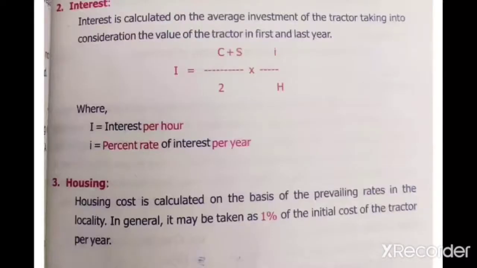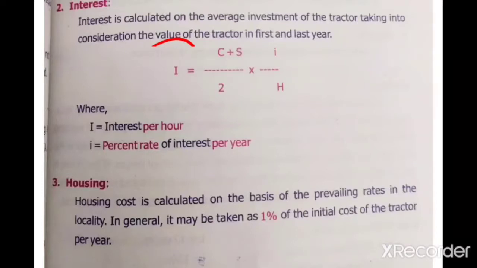Now the next cost under fixed cost is interest cost. Interest is calculated on the average investment of the tractor, taking into consideration the value of the tractor in the first and last year. The formula for this is I is equal to (C plus S) divided by 2, into i, divided by H. Here capital I means interest per hour, and small i means percent rate of interest per year.